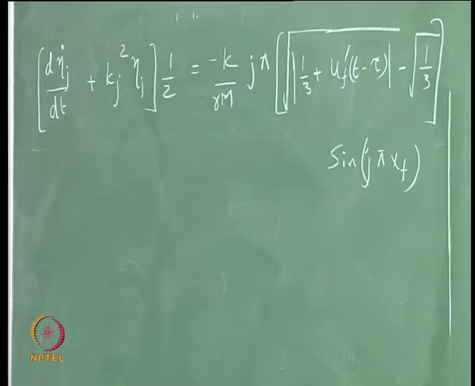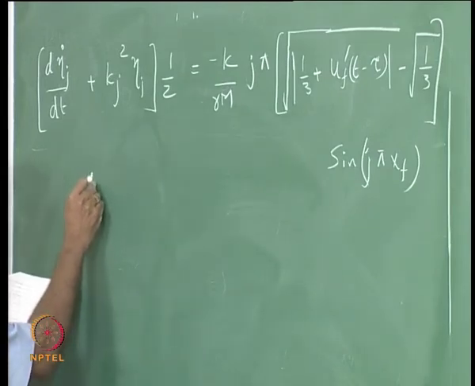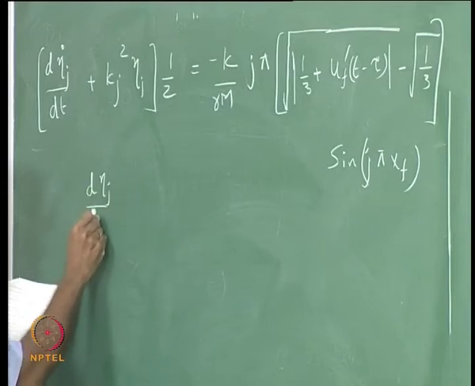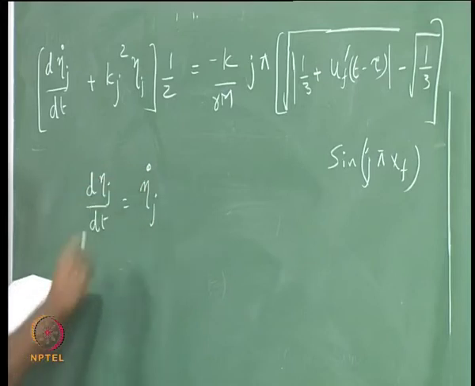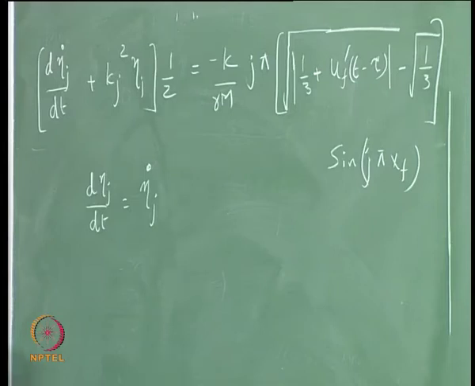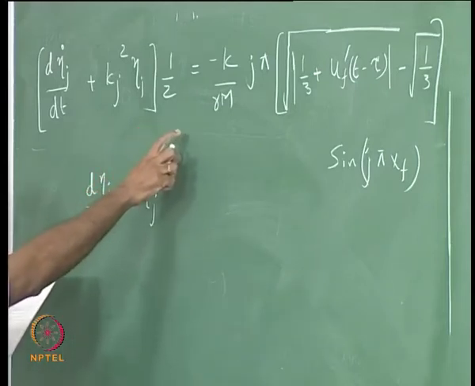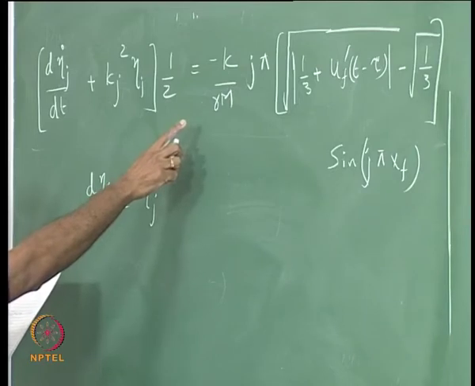And we must not forget that we have one more equation. So this is our other equation. So we can take this 2 to the other side.